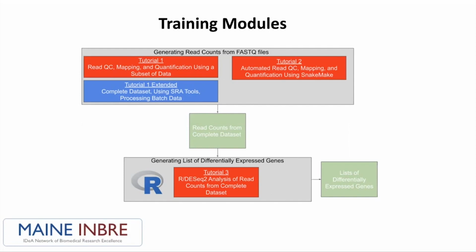The second tutorial uses Snakemake as a way to automate the analysis workflow. These workflows generate read counts, and the third tutorial features generating a list of differentially expressed genes from the read counts generated in the earlier tutorials.